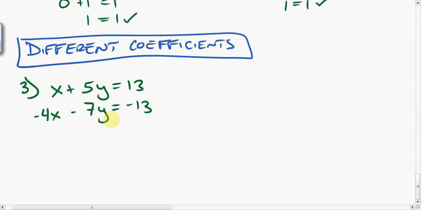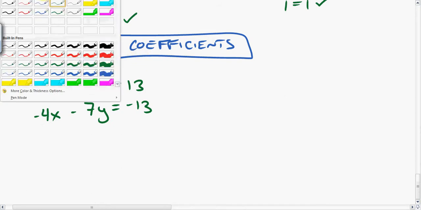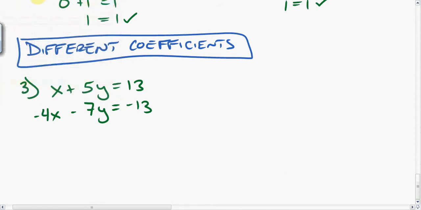So what we need to do is make the coefficients either opposites or the same. If they're opposites, we will then add the equations together. If they're the same, we will subtract one equation from the other to cancel. But the first thing is to get the coefficients to be exactly the same. So I can see I've got a positive x and a negative 4x. If I wanted them exactly the same, I would want this coefficient to become negative 4. If I wanted opposites, it would need to be positive 4. And you do that through multiplication.